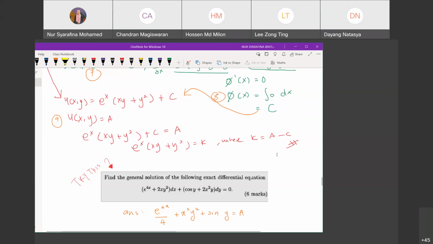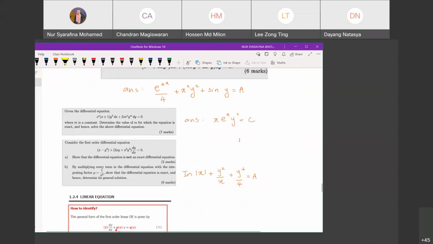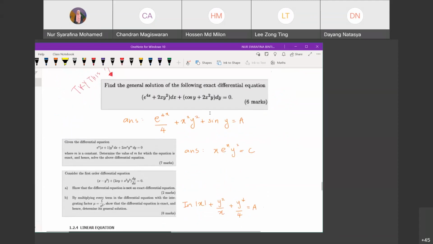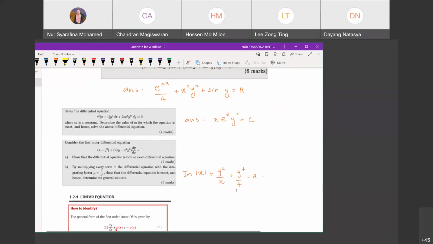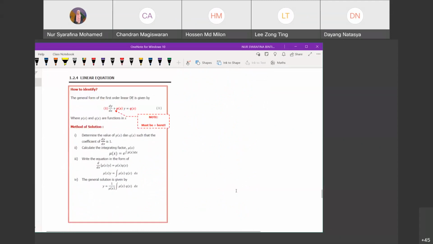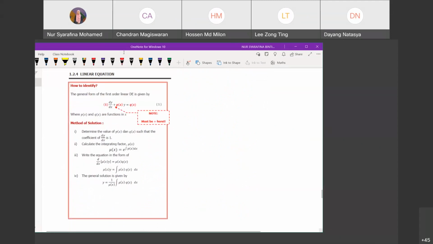All right, so right now I want to proceed with the next type of differential equation here, which is linear. Okay, so this is the answer which I have already shared in the WhatsApp group. So this is the answer for past equation for exact. You can try and then you can compare with the answer. Okay, so the next type of ODE is linear equation, right?